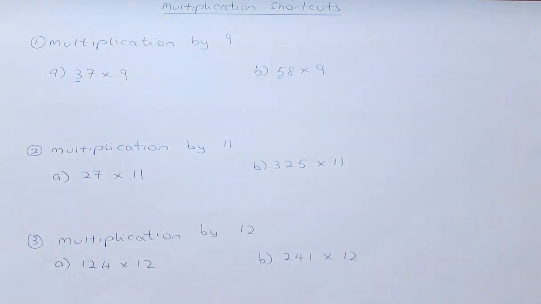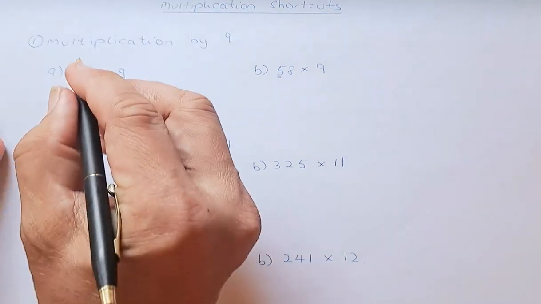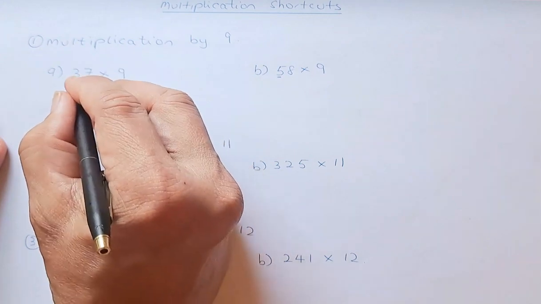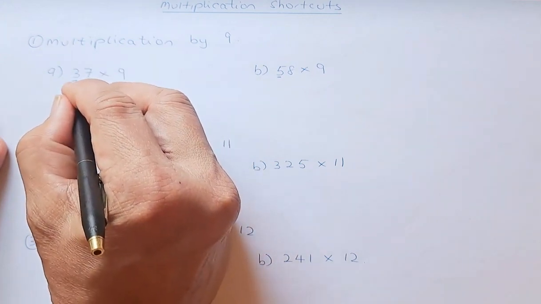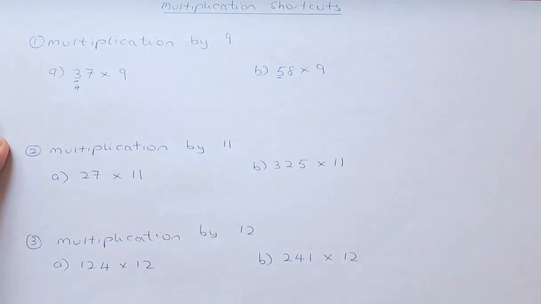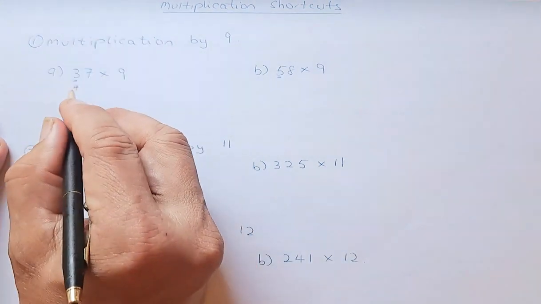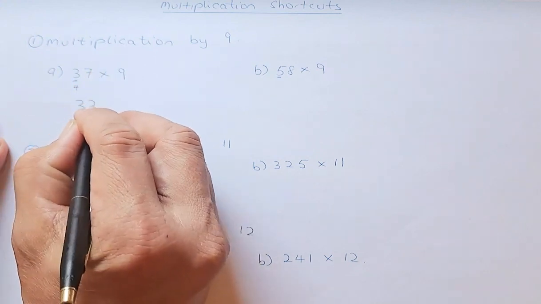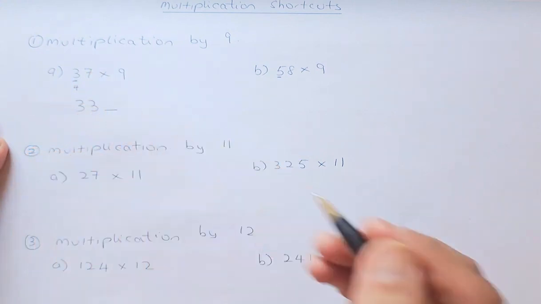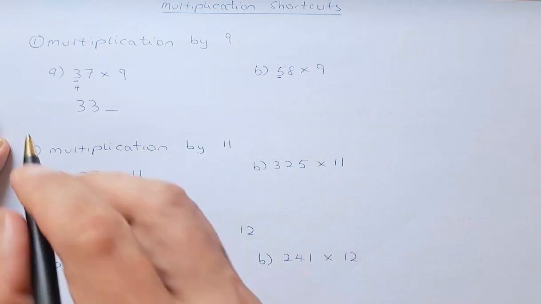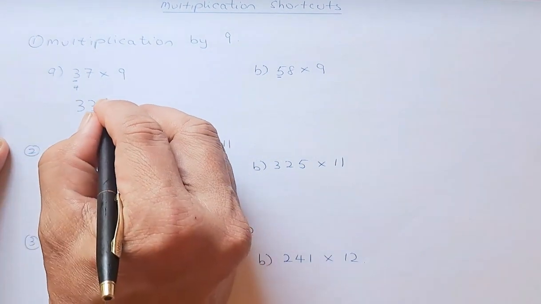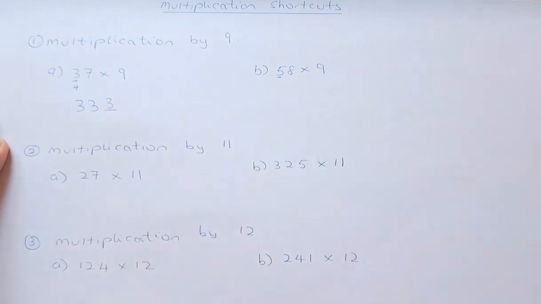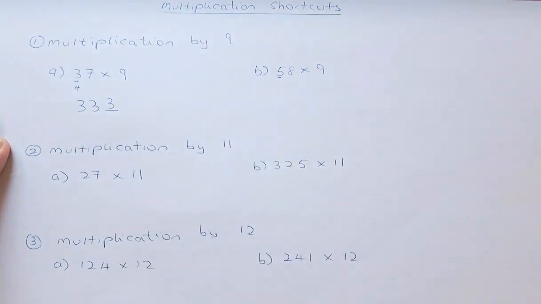Multiplying by 9 with a 2-digit number is quite simple. For 37 times 9, the first thing you need to do is increase the first digit, 3, by 1, so it becomes 4. The next step is to subtract: 37 minus 4 is 33. And the last digit must make the digits add up to a multiple of 9. So 3 plus 3, the last digit has to be 3, because 3 plus 3 plus 3 is 9, which is a multiple of 9.